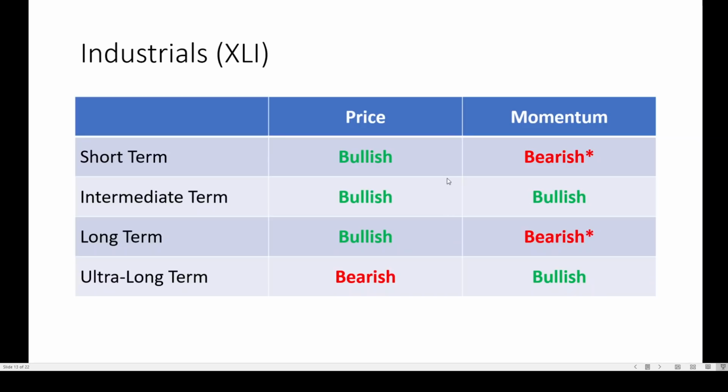How about industrials, which would look more like the Dow, which is why we don't go over both. No change on price. It's consistently bullish along with the major equity indices, and we see short-term momentum switch to bearish. No surprise there. Maybe a little bit of surprise that the momentum on the long-term flipped to bearish.